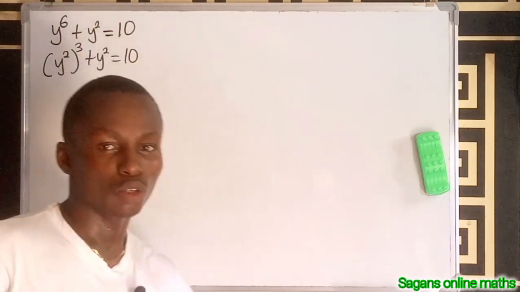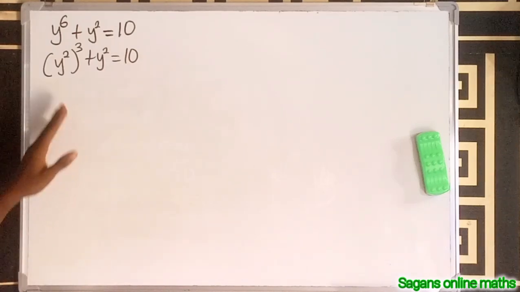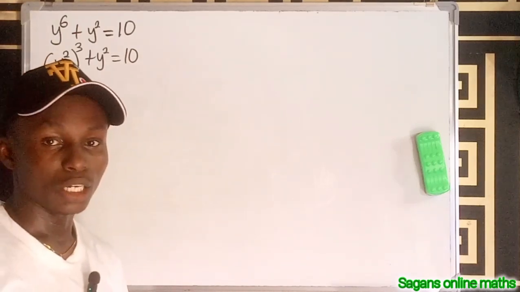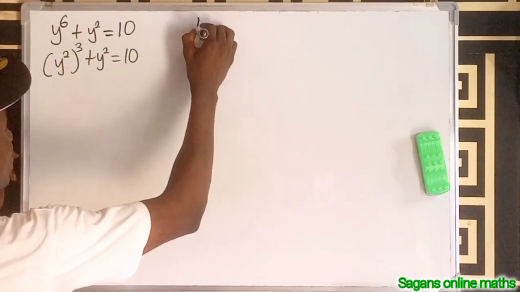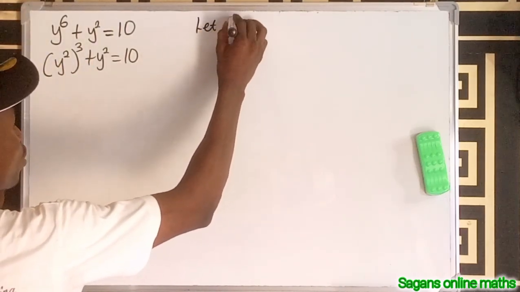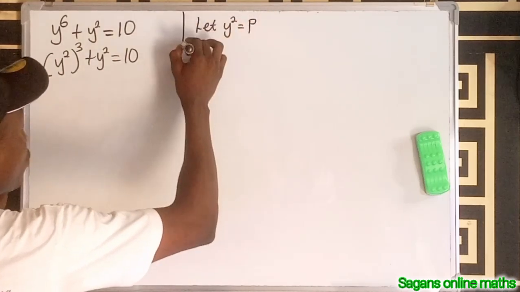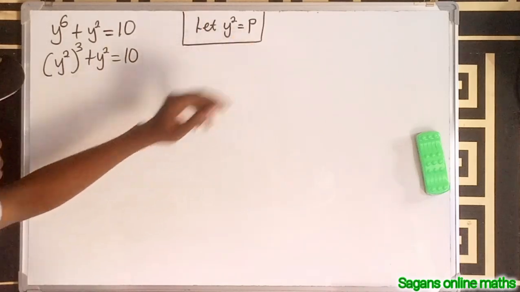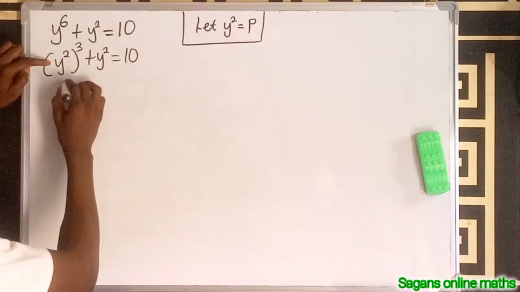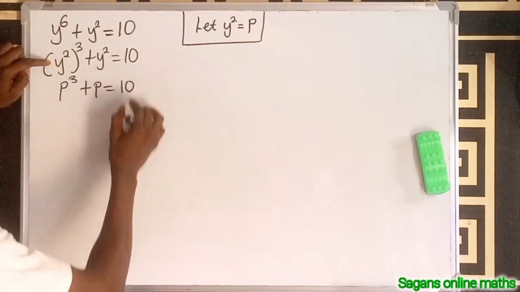In our second step, you can observe carefully that y to the power of 2 is common. So we can let y to the power of 2 represent any variable of our choice. Let it represent P. We can save it here because we need it later. In place of y to the power of 2, we substitute P. So we have P to the power of 3, then plus P equals 10.